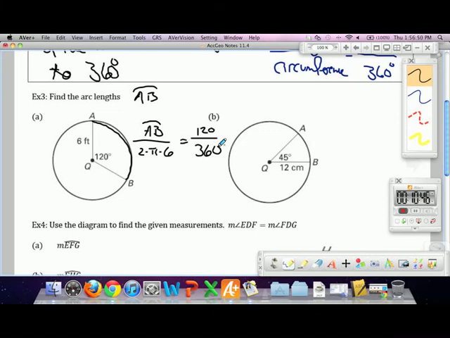Which means now you have a proportion, now you should be able to cross multiply and solve. So you say 360 times the arc length of AB is equal to what, 120 times 12 is 1440 pi, divided by 360, and that's what, 9 pi? 9 pi, or what's 9 pi as a decimal?